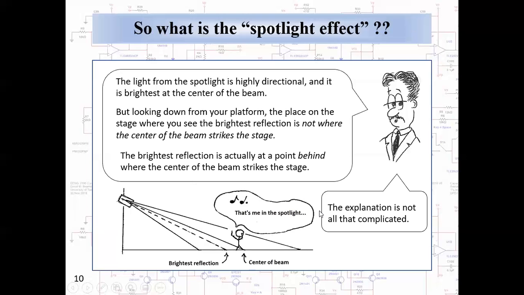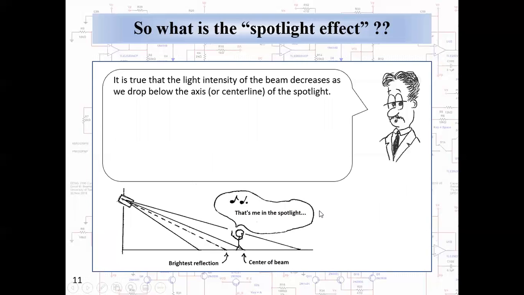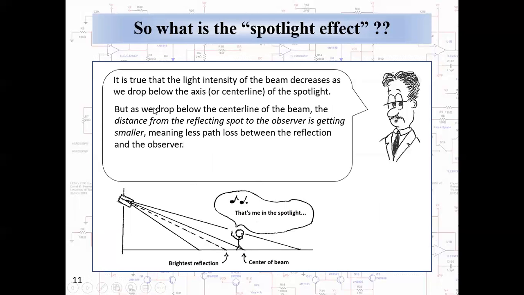And the explanation is not all that complicated. So it's true that the light intensity of the beam decreases as we drop below the axis or center line of the spotlight, but as we drop below the center line of the beam, the distance from the reflecting spot to the observer is getting smaller, meaning that there's less path loss between the reflection and the observer.